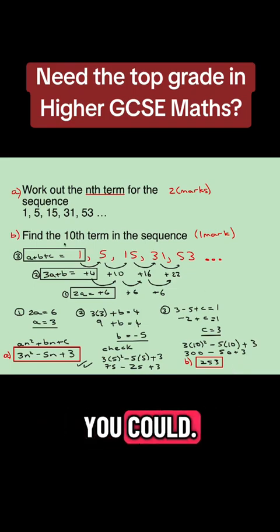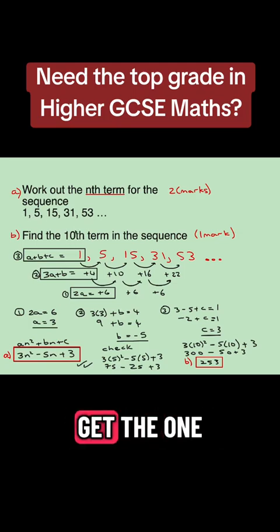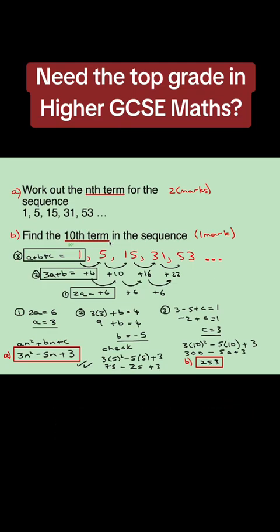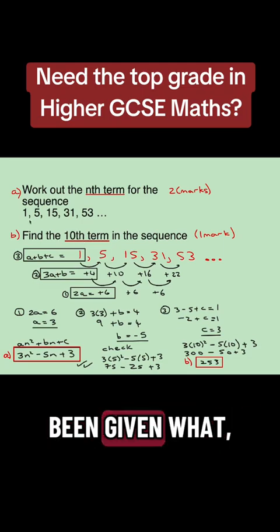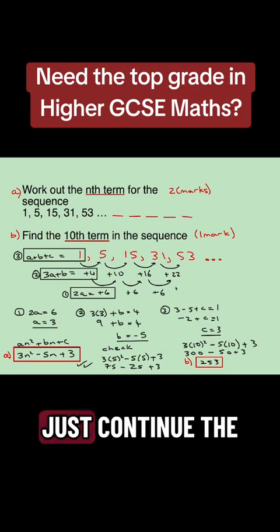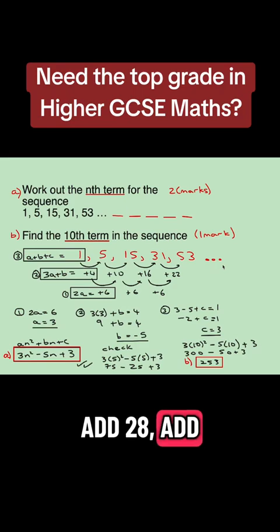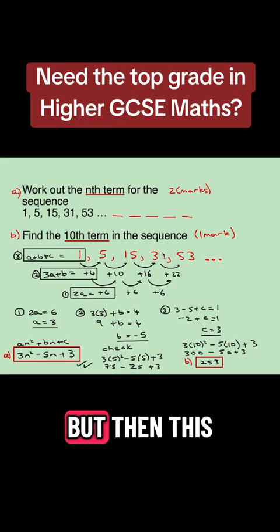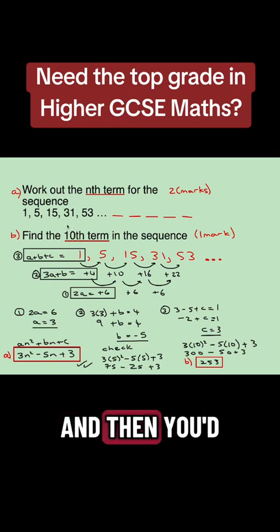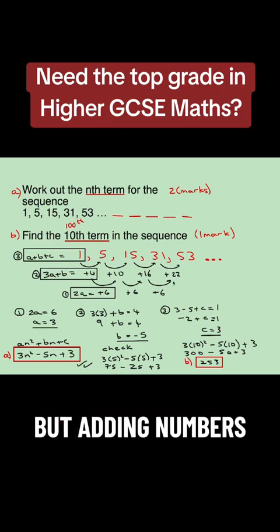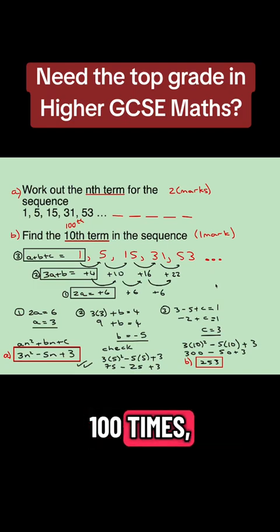Let's say you didn't know how to do the nth term. You can still get the 1 mark, by the way, if this comes up in your GCSE calculator one anyway, maybe, or even non-calculator. Because you've been given 5 terms there, you just need another 5. Just continue the pattern. Add 28, add 34. Just keep adding until you get to the 10th term. But then this could have easily said the 100th term, and then you'd be in trouble, because you'd need the nth term, really. Because, I don't know about you, but adding numbers 100 times, it's going to take a while, right?